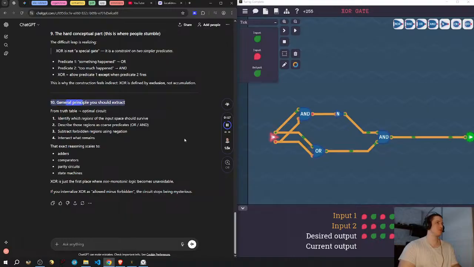10. General principle you should extract. From a truth table to an optimal circuit: identify which regions of the input space should survive. Describe those regions as coarse predicates, OR and AND. Subtract forbidden regions using negation. Intersect what remains. That exact reasoning scales to adders, comparators, parity circuits, state machines. XOR is just the first place where non-monotonic logic becomes unavoidable. If you internalize XOR as allowed minus forbidden, the circuit stops being mysterious.